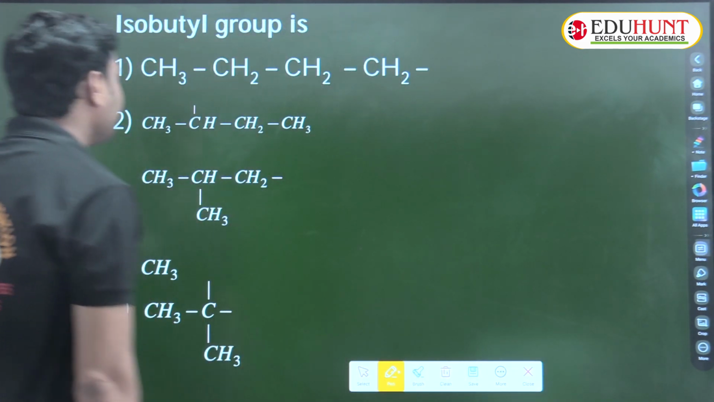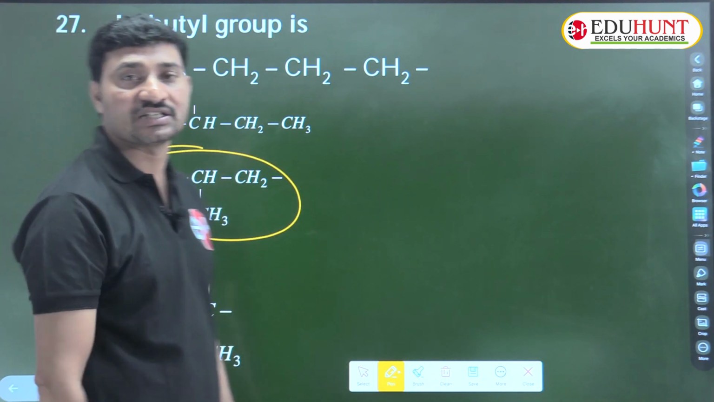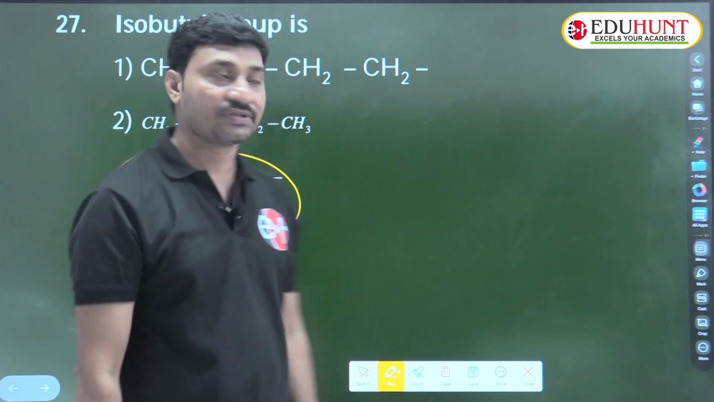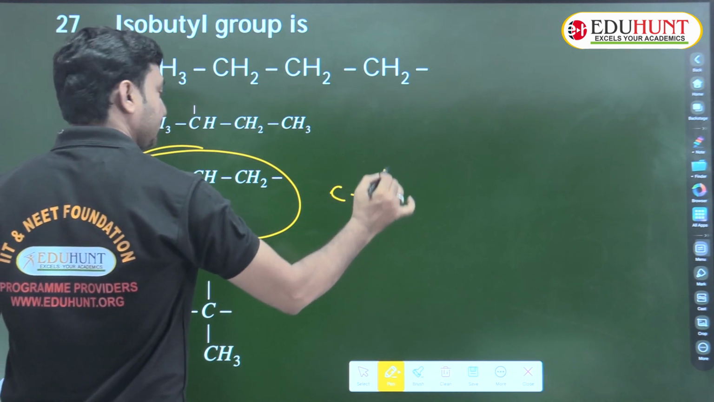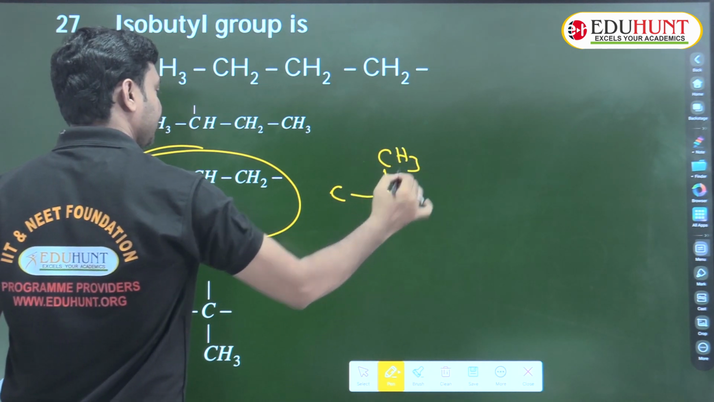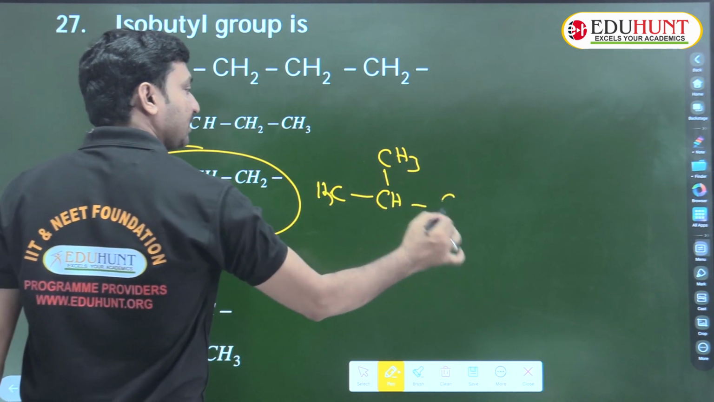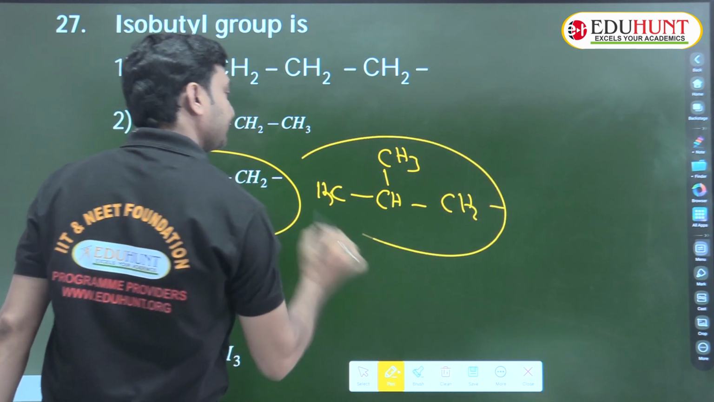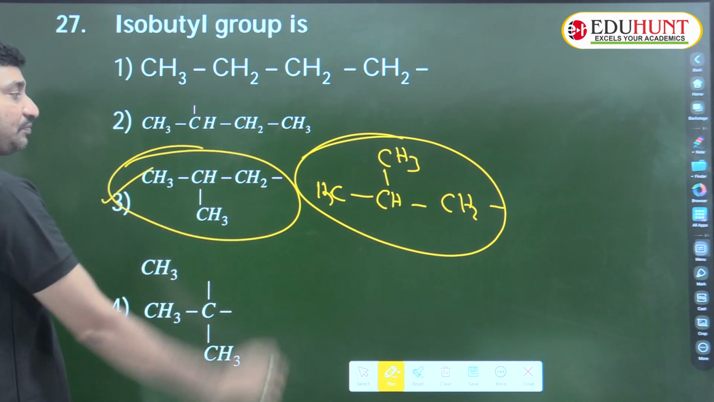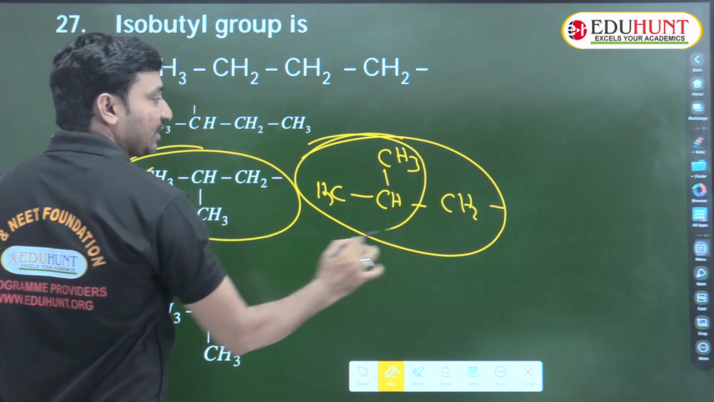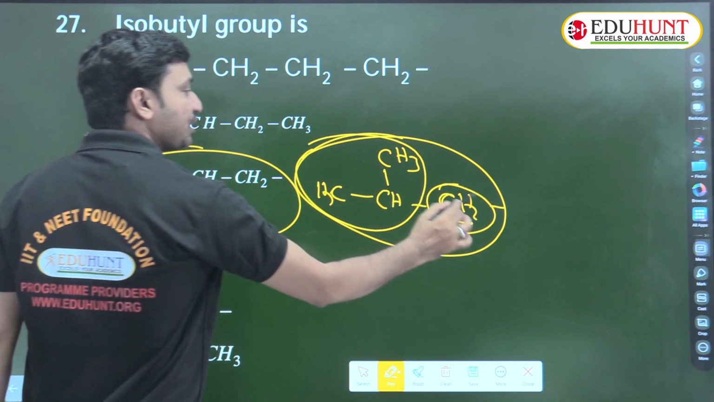Isobutyl group is. Which one is the isobutyl group? Already we have discussed this in the classification of alkyl groups. Isobutyl group means at one end, a tertiary alkyl group is present, at the other end, CH2. This is the isobutyl group. One end isopropyl group, other end CH2. Terminal CH2 is there.